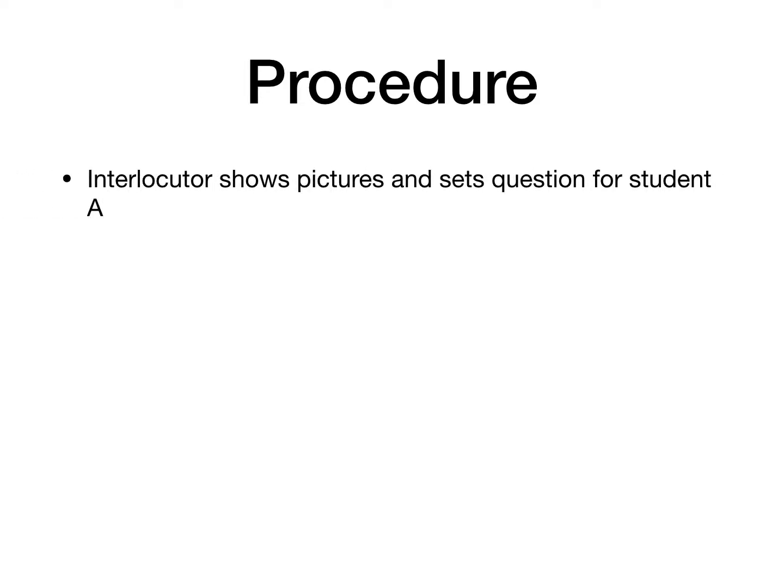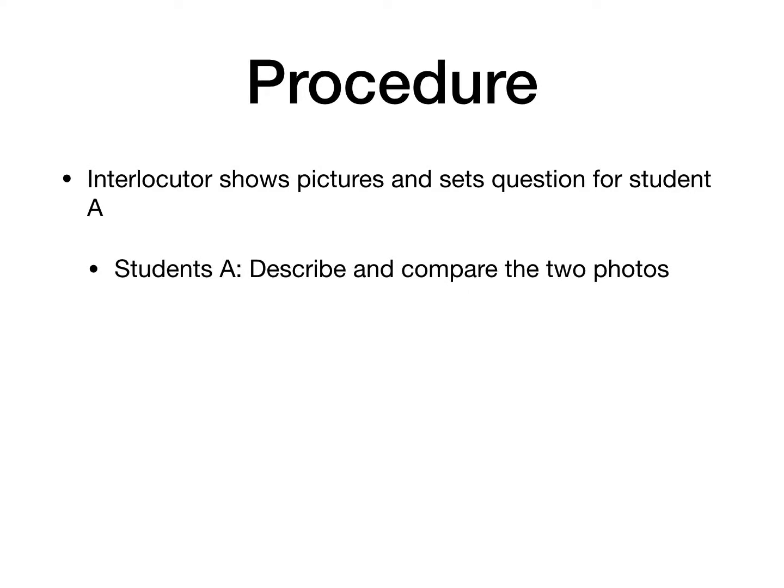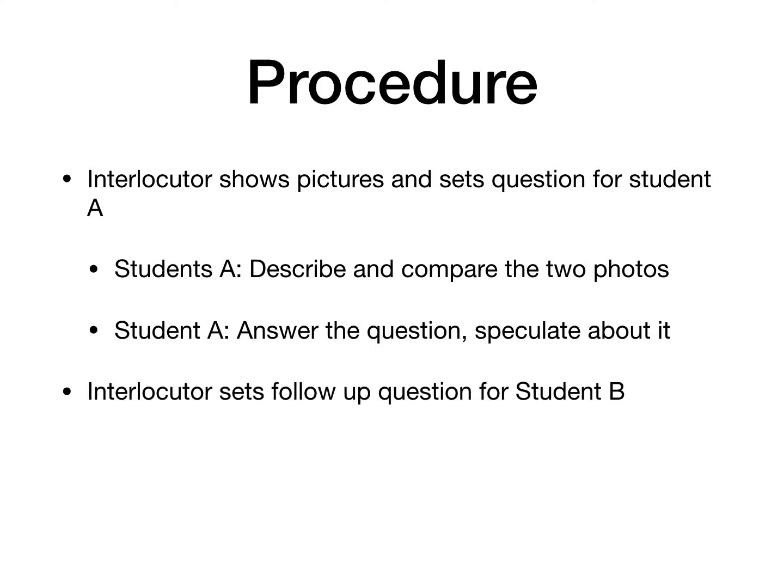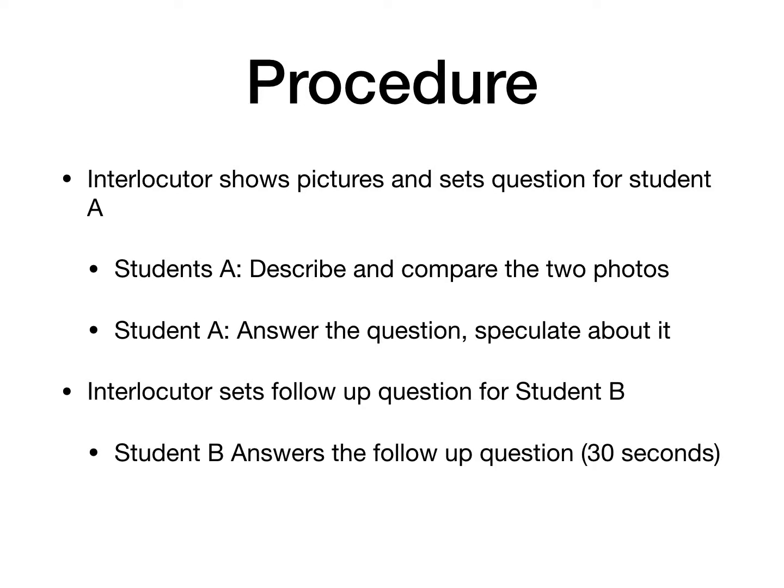So here's an example procedure. We'll call the examiner the interlocutor because this is the person who's speaking with you. And they'll show you the pictures and set the question for the first student, student A. Student A should then describe and compare the two photos. And then student A should answer the question and speculate about it. The interlocutor then sets a follow-up question for the other student, student B. They should answer for about 30 seconds.